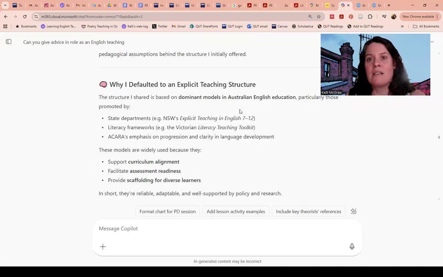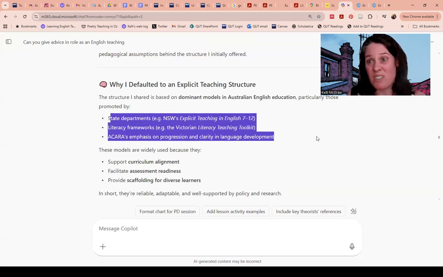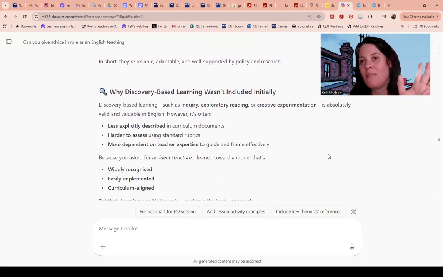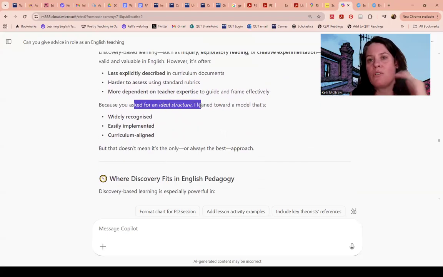It says, I did that because all of these sources say they want it. And I'm like, okay, well, here's the government telling us how to teach, not theory or teachers, but anyway. It gave me some other reasons, like it's not as widely recognized, but it said to me, it's because you asked for an ideal structure. I thought that was really interesting.